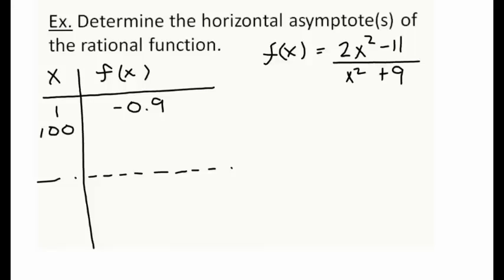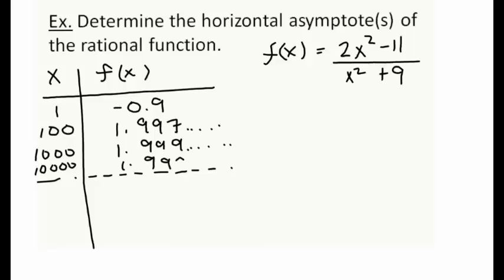Okay, next we're going to try a value of 100. And if we put in a value of 100, we get 1.997. And there's more digits after that, but I'm just going to focus on the first three. And if we were to put in a value of 1,000, we would get 1.999 with more digits. And you can even go one more, so 10,000 again would give us 1.999 with a bunch of digits. So we see that as x is getting really, really big, our function is tending towards the value of 2.